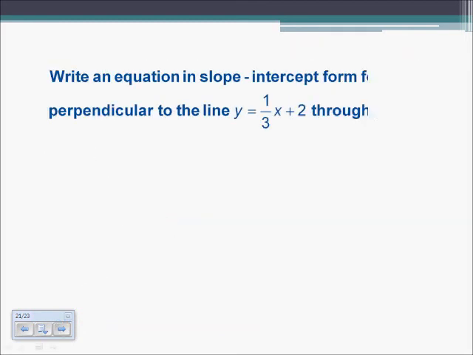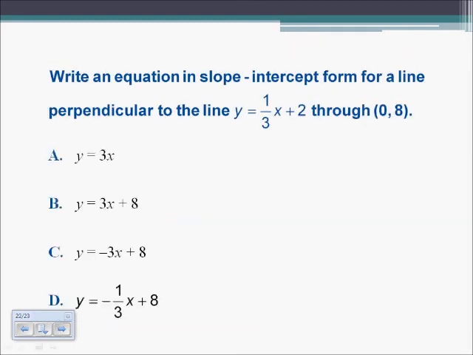Alright, let's take a look here at our last example. Write an equation in slope-intercept form for a line perpendicular to the line y equals 1/3 x plus 2 and goes through the point 0, 8. We'll take a look at the work. Again, start with the slope. The slope that they give is 1/3. We want perpendicular to that, so therefore we'll have a perpendicular slope, which is negative 3.